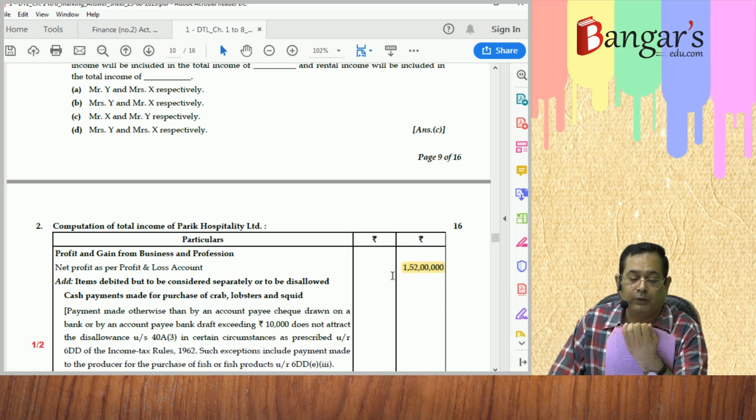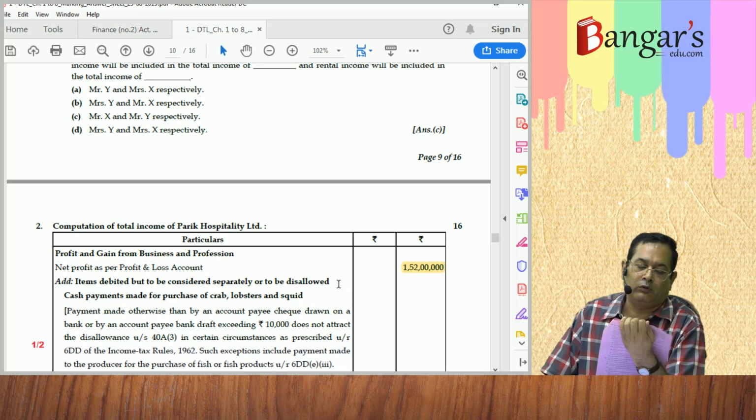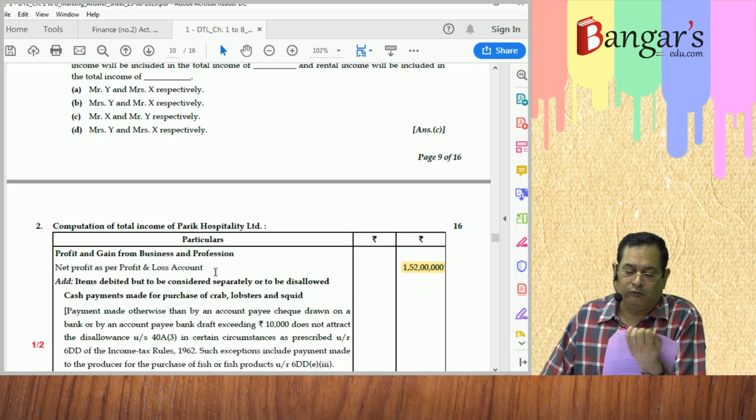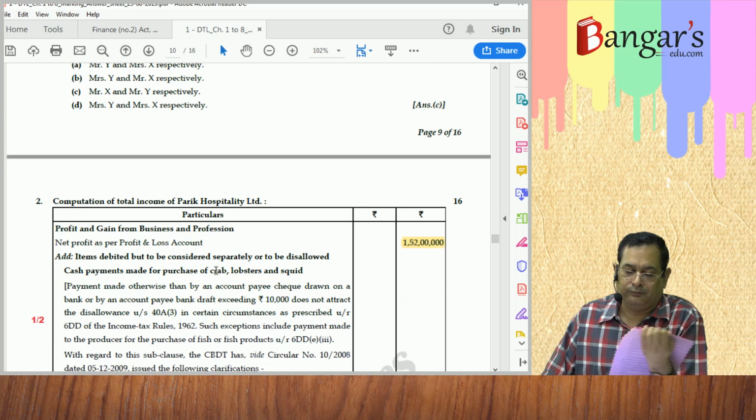Then first is payment of 0.25 lakhs and 0.30 lakhs in cash on 3rd December and 10th December respectively for purchase of crab, lobsters and squids to Mr. Raja Fisherman. So it is an exception to Rule 6DD, whatever has been provided in Rule 6DD. If you make payment to a fisherman for purchase of fish produce, then the same will be allowed even if the cash payment exceeds rupees 10,000.